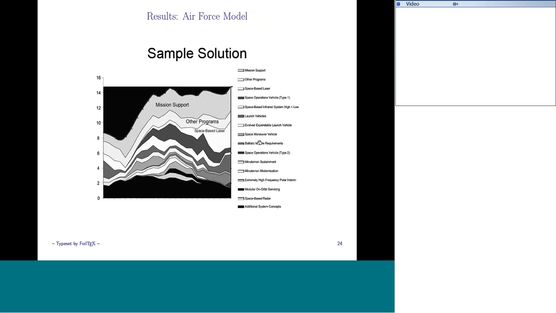And so we have some type of scaled costs on the y-axis and then the year on the x-axis. You can see mission support, kind of helping with morale, plays a lot into this. But we have our space-based laser in there, fortunately, and we have space operations vehicle and infrared systems, launch vehicles, evolved expendable launch vehicles, and so forth.